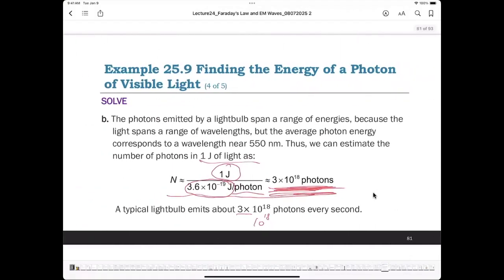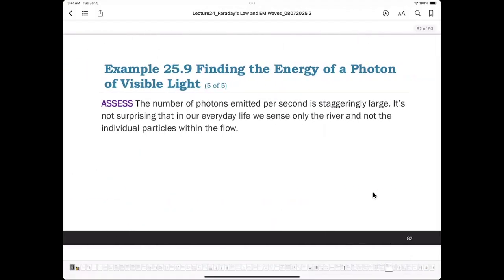Sorry. Yeah, the number of photons emitted per second is staggeringly large. It's not surprising that in our everyday life we sense only the river and not the individual particles within the flow. Yeah, that makes sense to you? Okay.